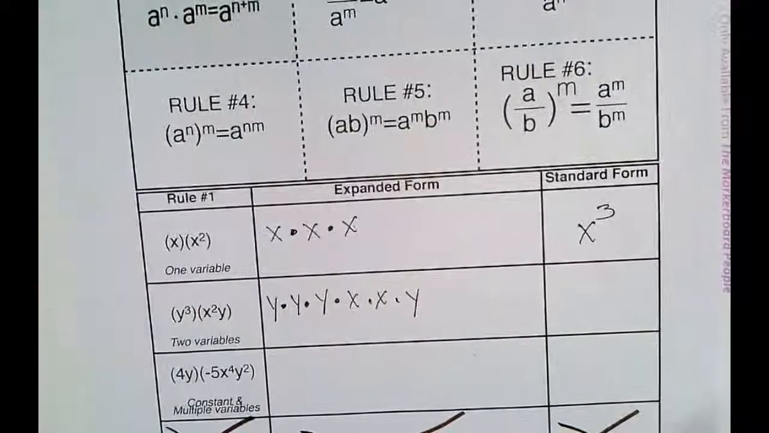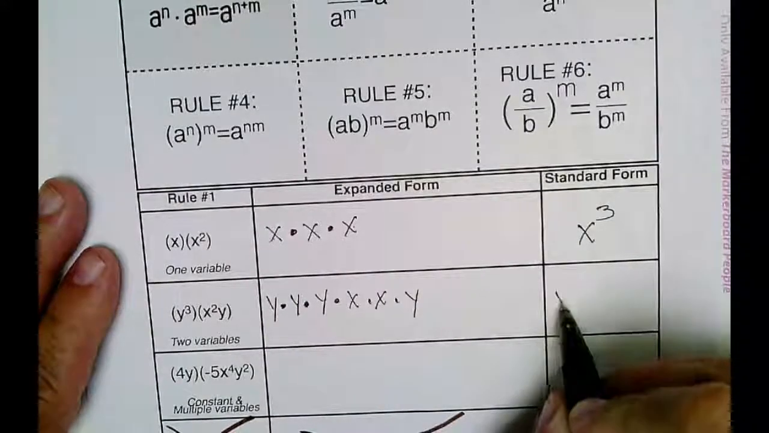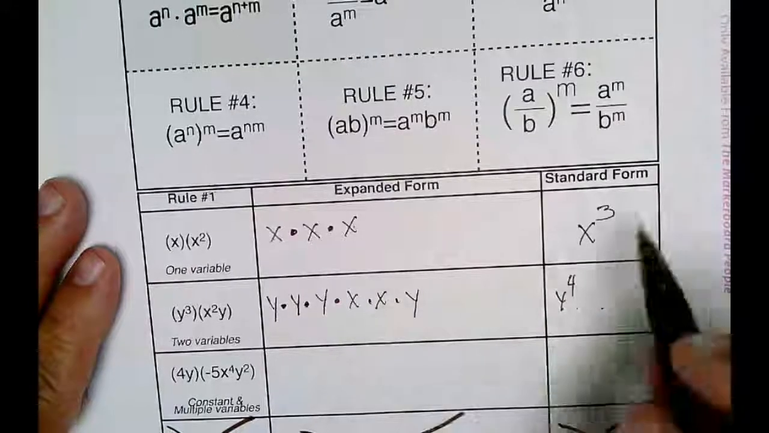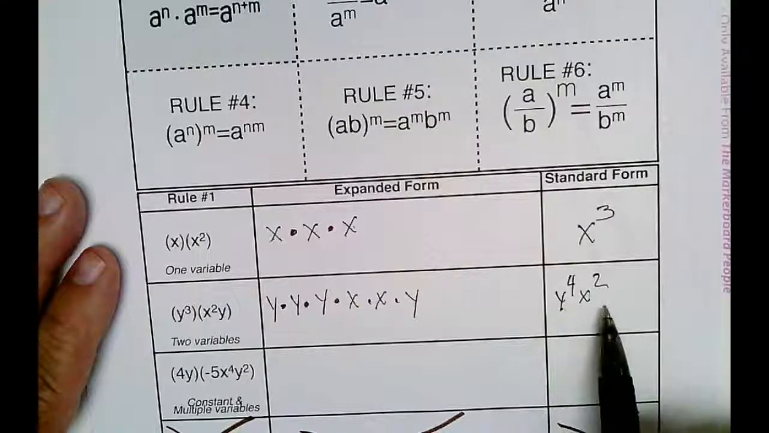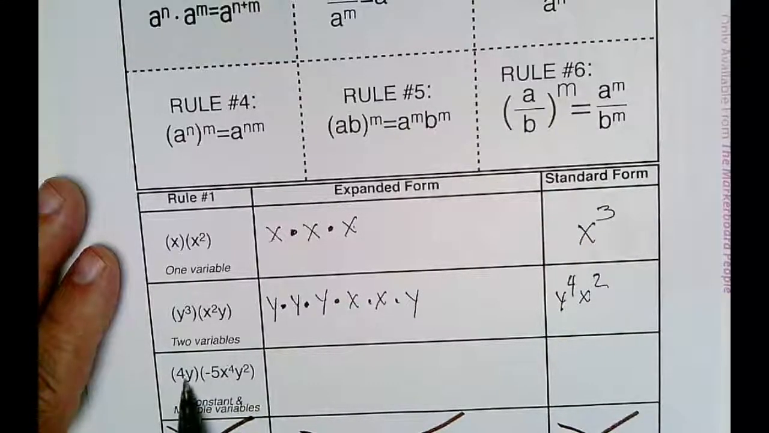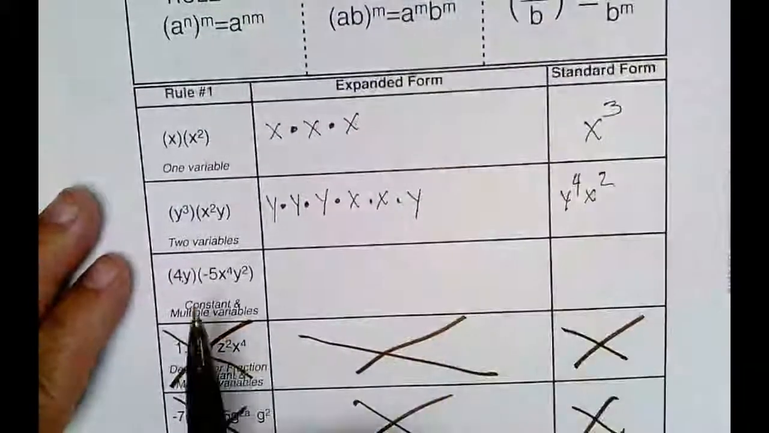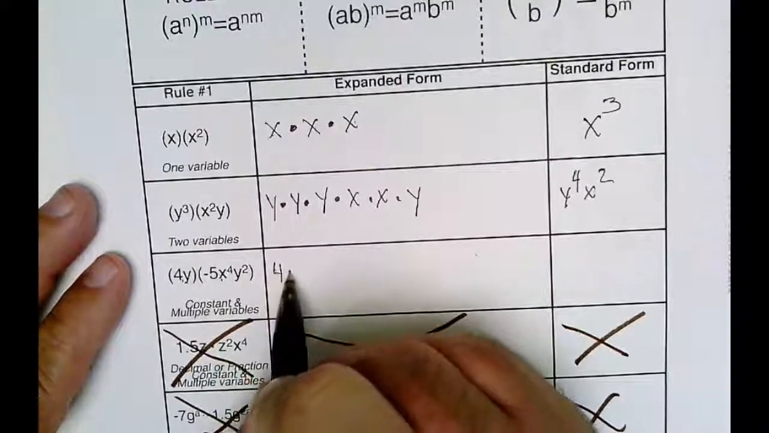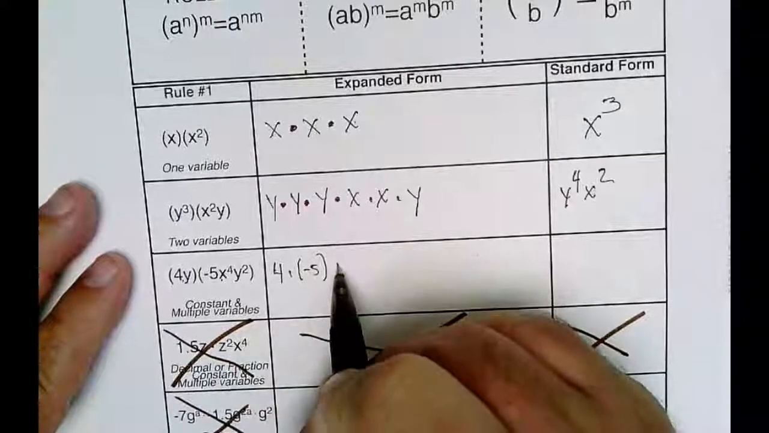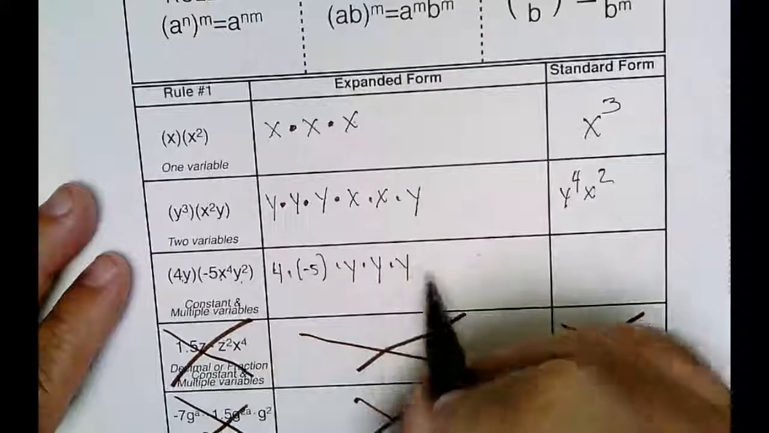Okay, so now in standard form, we're going to rewrite this. Okay, so we get 1, 2, 3, 4 y's, y to the 4th times x squared. Now in this instance, it doesn't matter which order you would write that in, as long as you do it. Okay, so same thing here. Now we have numbers. So again, this is going to be combining like terms. So we're going to combine our constants, combine our x's, combine our y's. Okay, so really what you would have here is 4 times -5 times y squared, okay, times x to the 4th.